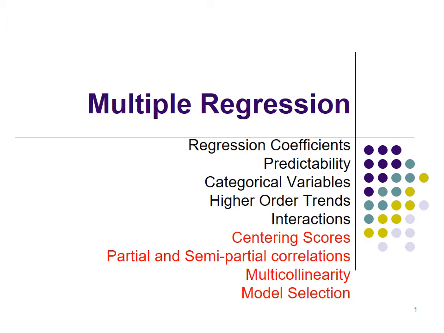So we're going to review multiple regression, specifically the regression coefficients. So looking at multivariate issues with prediction and whether we're meeting assumptions. We're going to kind of review the predictability of multiple regression models and then talk about how we actually create and interpret categorical variables, higher order trends, nonlinear, and interactions.